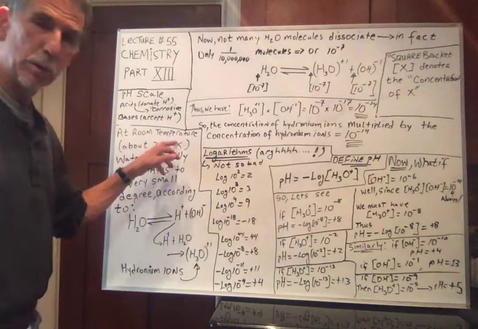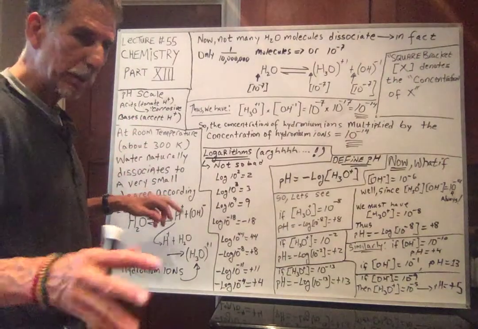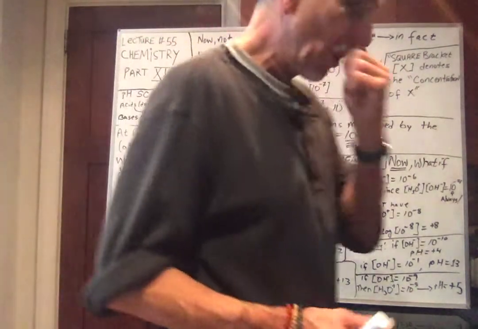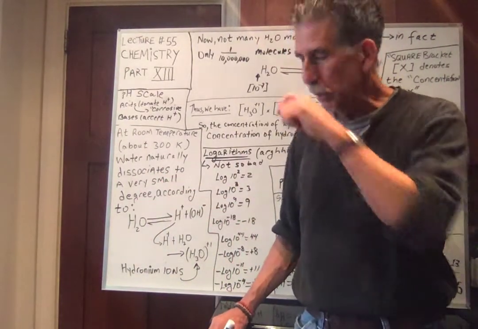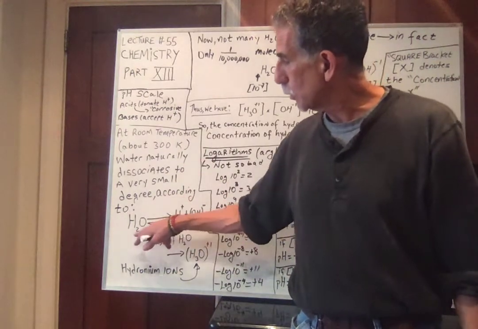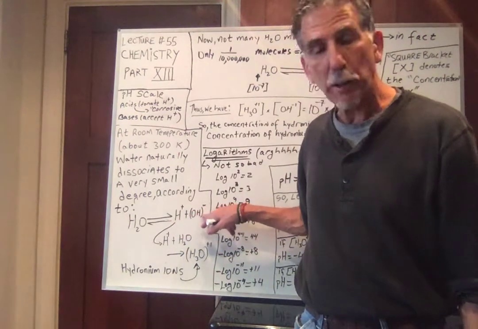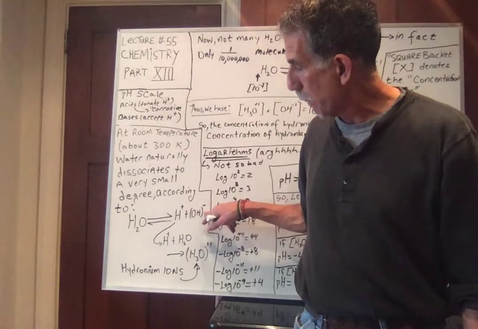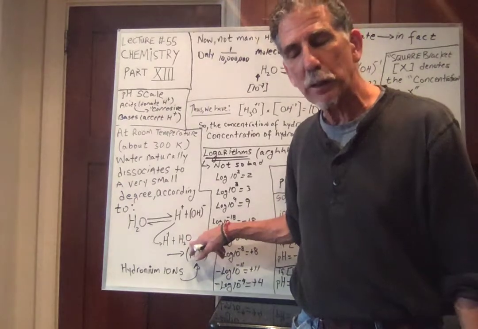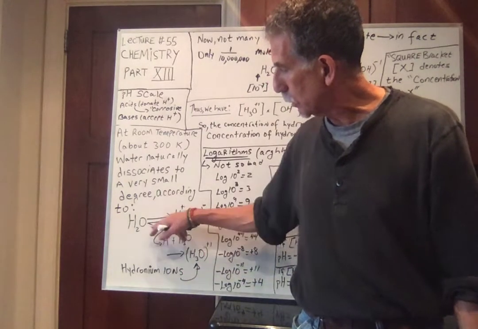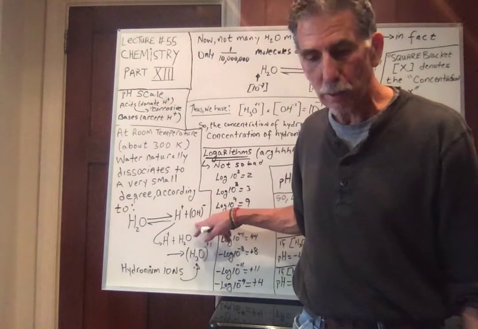All right, so at room temperature, 20-something degrees Celsius, in Kelvin about 300, water, just a cup of water, naturally dissociates to a very small degree. Very few molecules actually dissociate. So the water molecule breaks up into a hydrogen, a proton, plus an OH minus, hydroxide ion. The H plus then floats around, but it hooks up with a water molecule to form hydronium ions. So there's going to be some concentration of hydronium ions and some concentration of hydroxide ions.